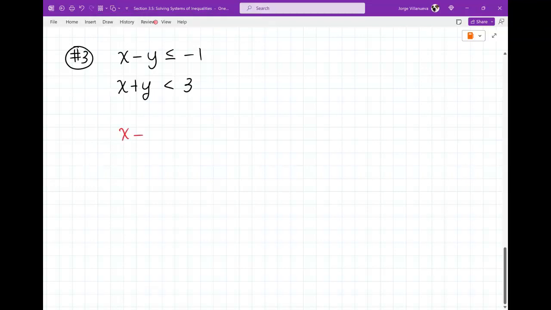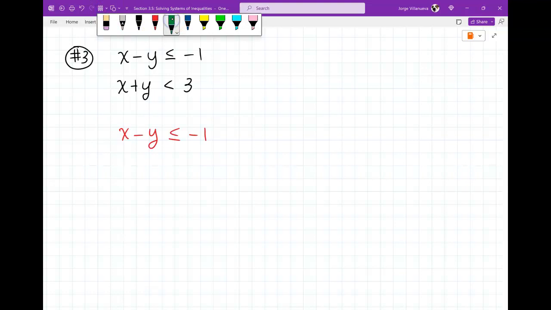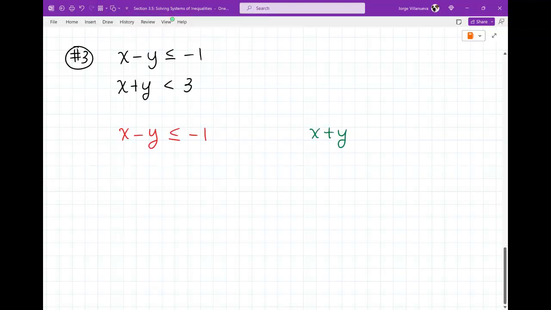So x minus y less than or equal to -1. And at the same time, I'm going to change colors for each one of them. That way, when we graph it, it already is obviously red and green, right? So there we go.